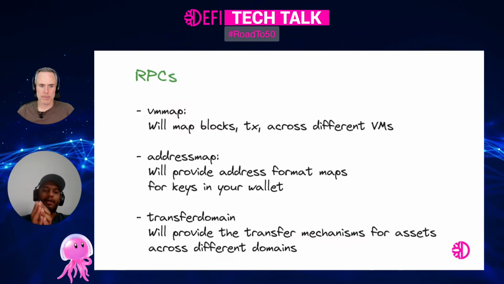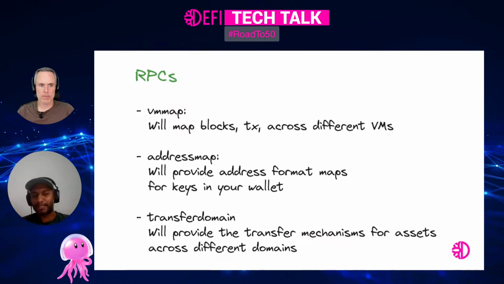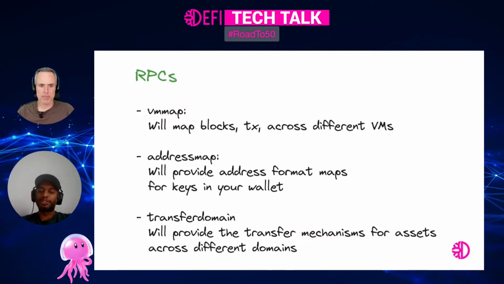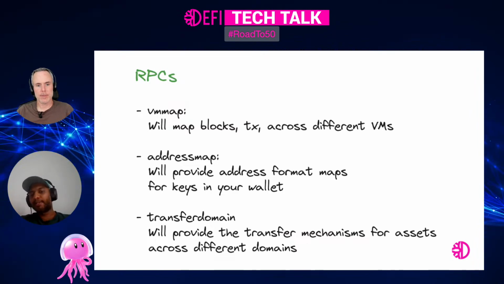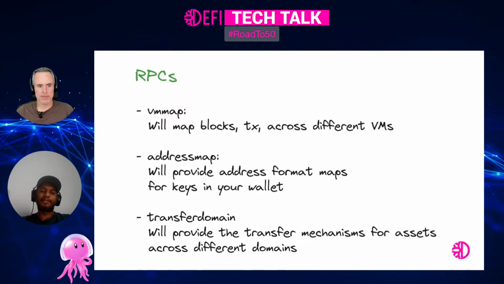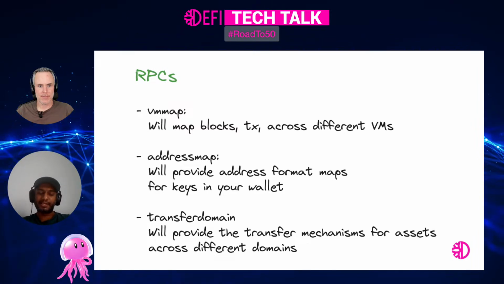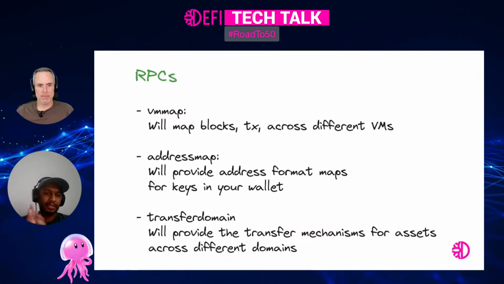Address map is a new RPC, which basically provides representations in different formats for the wallet, for whichever keys you have in your wallet. So let's say you have an old Bitcoin key, and you want to figure out what that is on the meta layer, on the EVM layer. You use address map, and it's going to throw out all sorts of possible formats that the wallet supports.